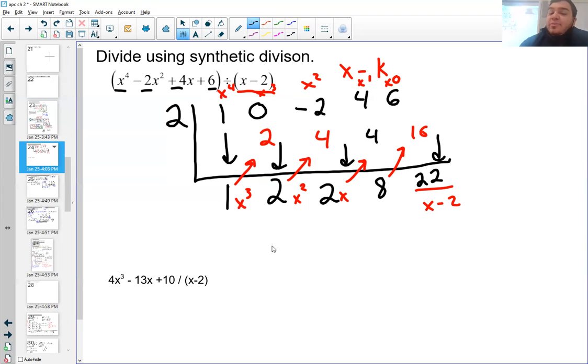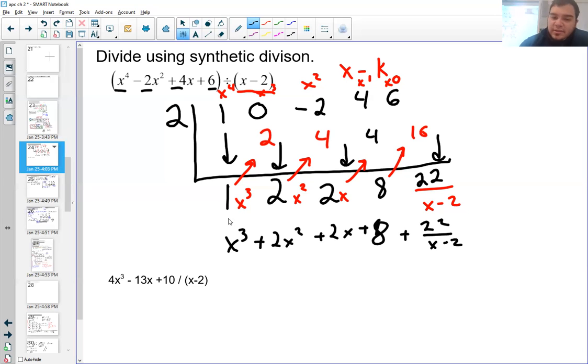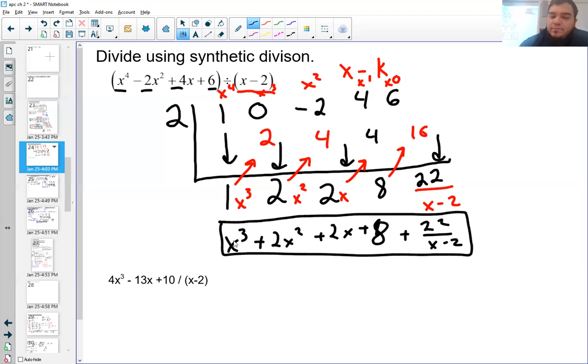So I'm going to rewrite it as one big answer. X cubed plus 2x squared plus 2x plus 8 plus 22 over x minus 2. And then we just box it off. I love boxing. Why can't I just flip that? What's up? Oh, 22. Okay.